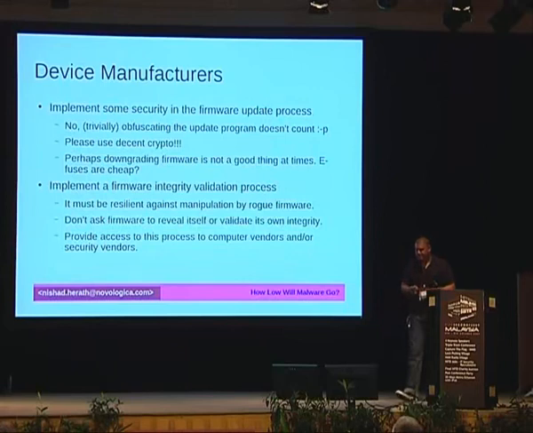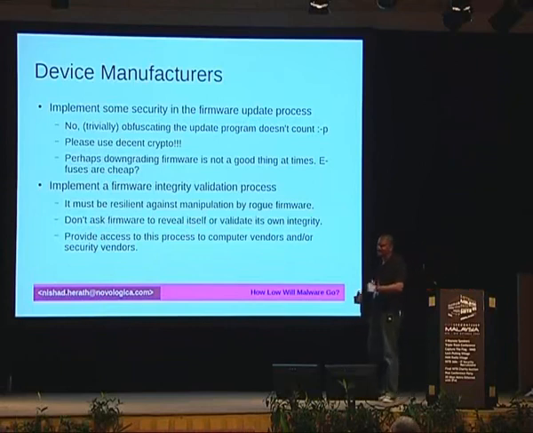Okay. So what do we want the device manufacturers to implement? We want them to implement a secure, it's all about risk management, so an acceptably secure firmware update process. And packing your update with UPX or running TEA on it doesn't quite count, unfortunately. Use decent crypto. It's available. It's out there. This is 2009.